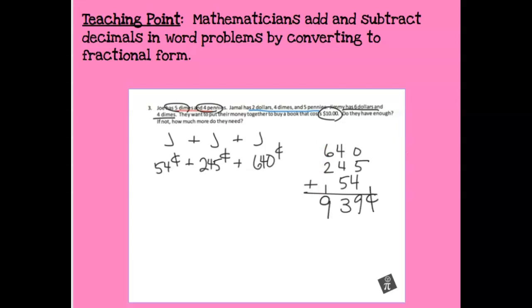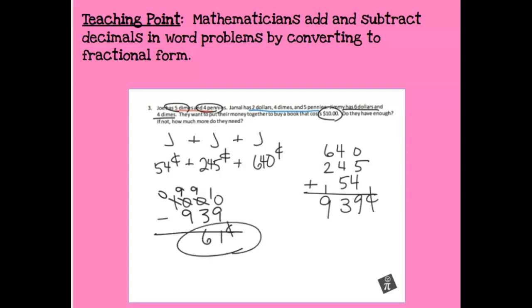Do we have enough money? Nope. We are short. So we're going to take 1,000 pennies because that's what $10 is. And we're going to subtract 939. And that gives us 61 cents that we are short. So the answer is no, we don't have enough money, and we're 61 cents short.